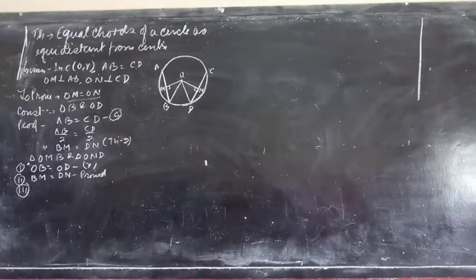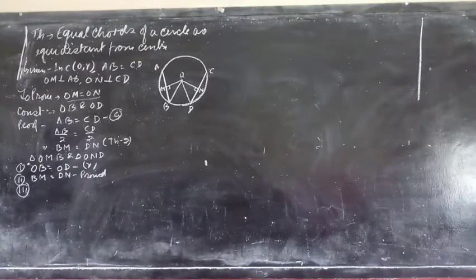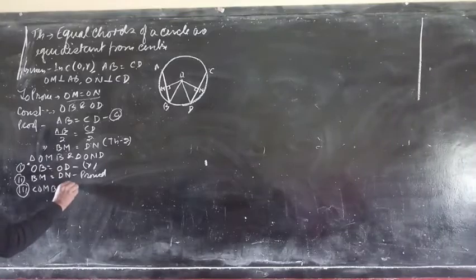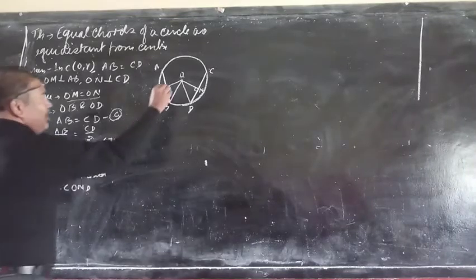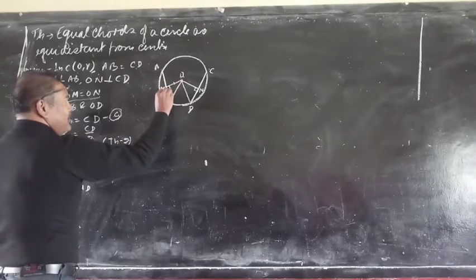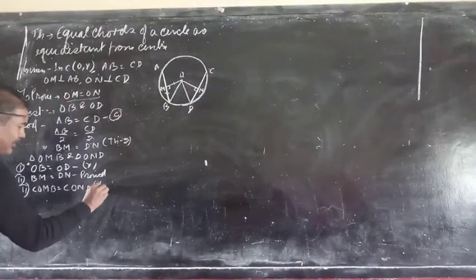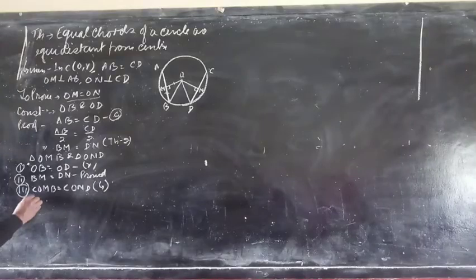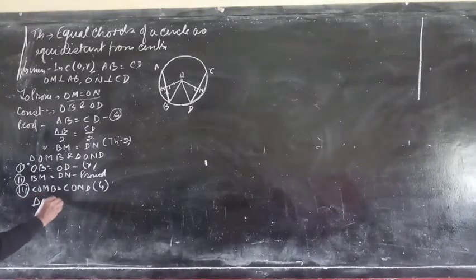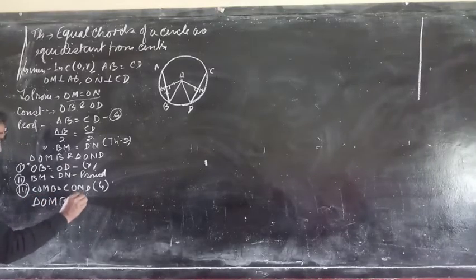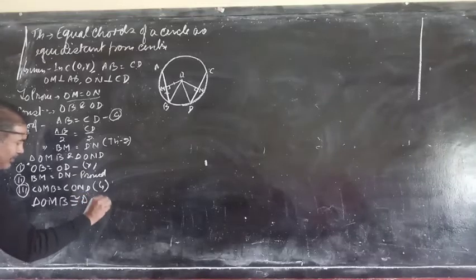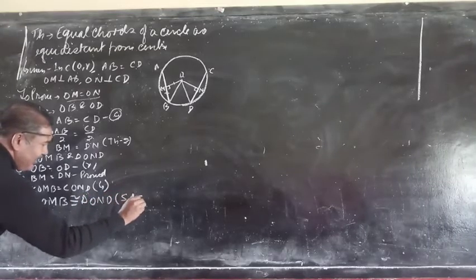Third, Aditya. Sir, angle OMB is equal to angle OMD. Now this side is equal, this side is equal, and the angle between them is equal. So triangle OMB is congruent to triangle OMD because of SAS.